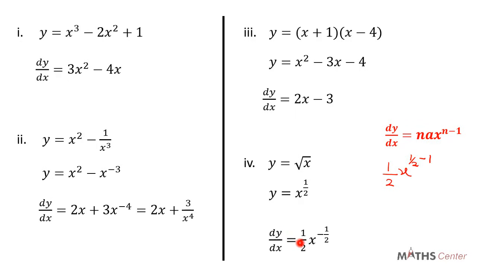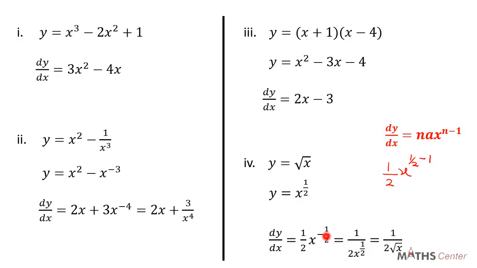So that's what we have here. You have half times x exponent half minus 1, and half minus 1 is negative half. Now, from indices, we know that this can be written as 1 divided by 2x exponent half, and x exponent half is the square root of x. So this can be written as 1 divided by 2 root x.